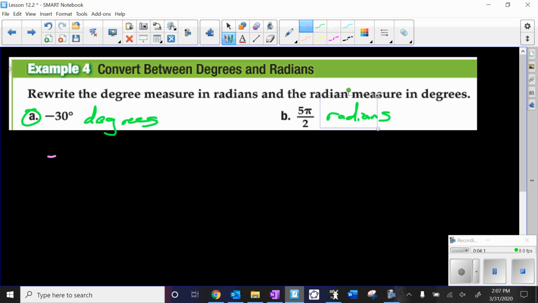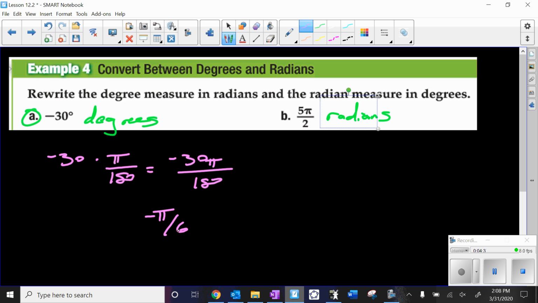So I'm going to take negative 30 times pi over 180, which is going to get me negative 30 pi over 180. And then I can simplify. Negative 30 over 180 comes out to negative pi over 6 radians. So we would say that negative 30 is the same thing as negative pi over 6 radians.